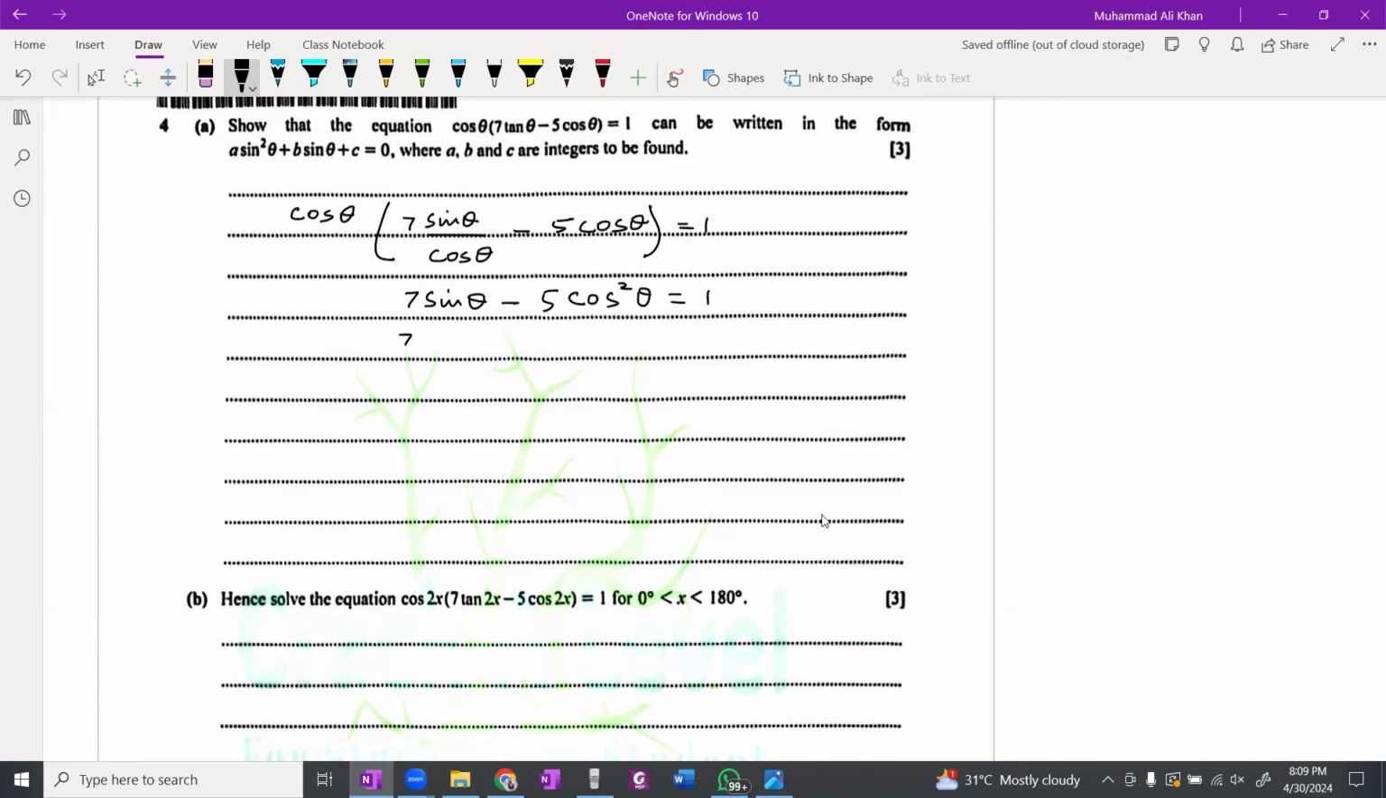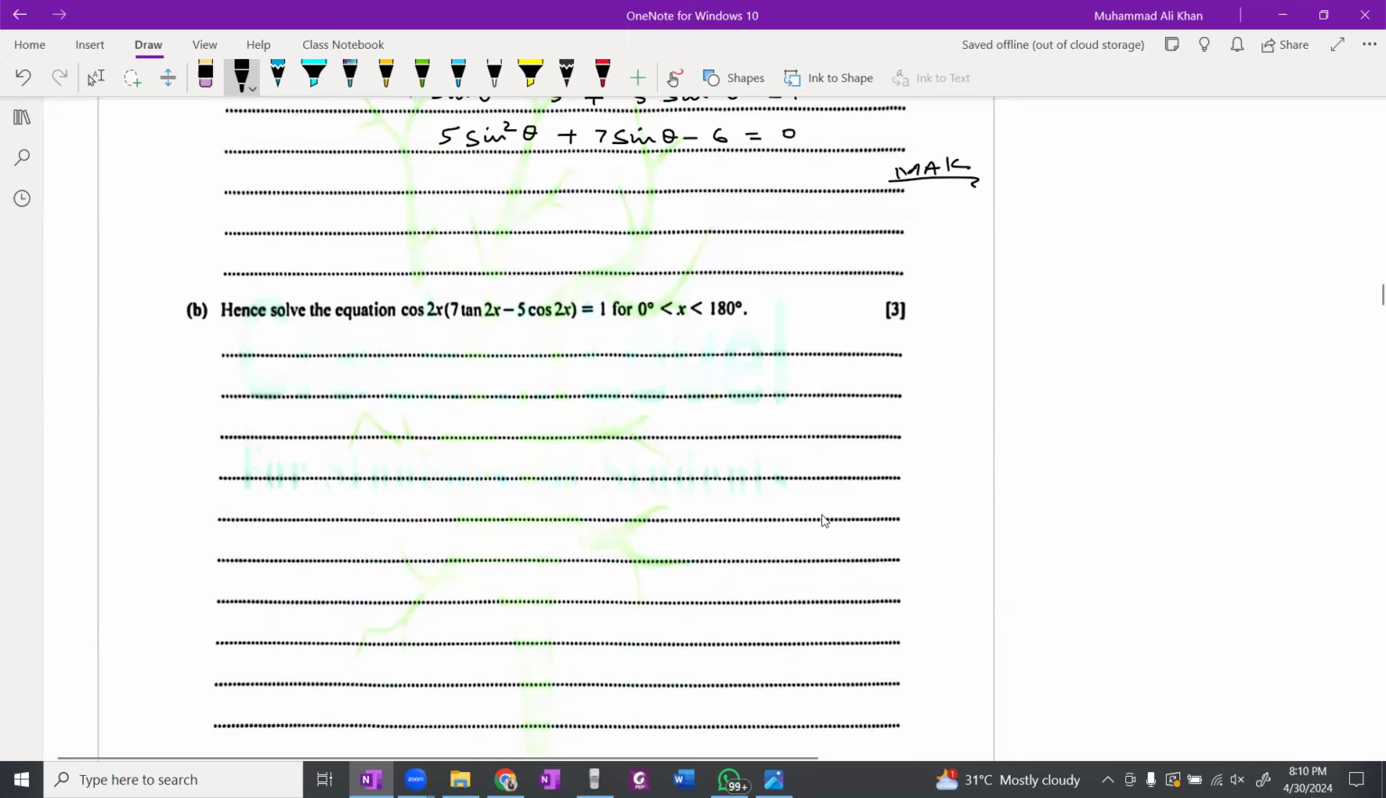So now, 7 sine theta minus 5 times 1 minus sine squared theta equals 1. 7 sine theta minus 5 plus 5 sine squared theta equals 1. And the final answer will be 5 sine squared theta plus 7 sine theta minus 6 equals 0. This is the final result in terms of sine.